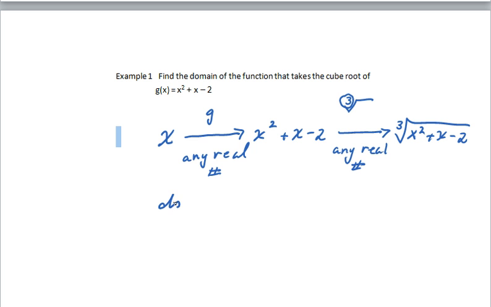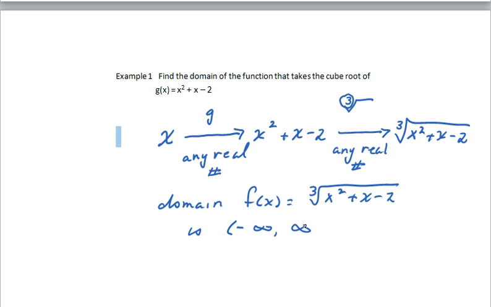And so the domain for f of x equals the cube root of x squared plus x minus 2 is not at all restricted, is all real numbers from negative infinity to infinity.